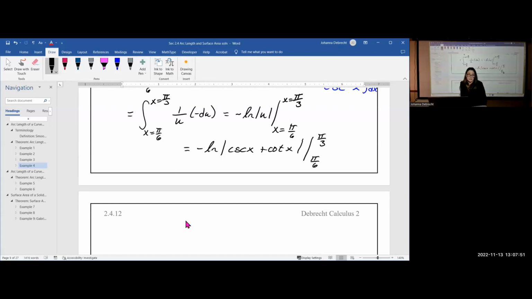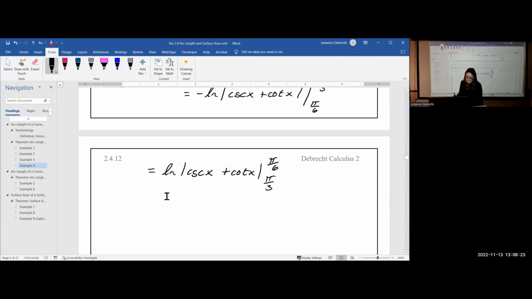Cotangent of pi over 6, well, let's see. Cotangent is cosine over sine. Cosine of pi over 6 is √3 over 2. Sine is 1/2, so it gives you a √3. So that's the second part. All right, now we can also deal with this negative here by switching the limits of integration. That's typically my preferred method of dealing with it. And that will give me the other one first. So now I'm integrating from pi over 3 to pi over 6 because I eliminated the negative.